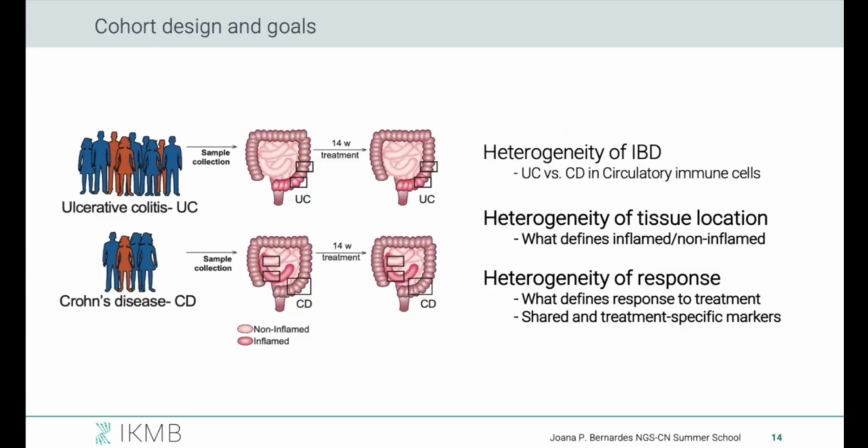So this is a little bit on the cohort design. We have both ulcerative colitis and Crohn's disease patients this time, and we have two collections of samples. Per time point, before treatment, we collect a sample of the inflamed and non-inflamed tissue, which is really cool. We can compare what it means to be inflamed versus non-inflamed within the patient. So it's like the perfect control. Then we have another sampling time, 14 weeks after the treatment was initiated, and again, if possible, we took inflamed and non-inflamed samples.